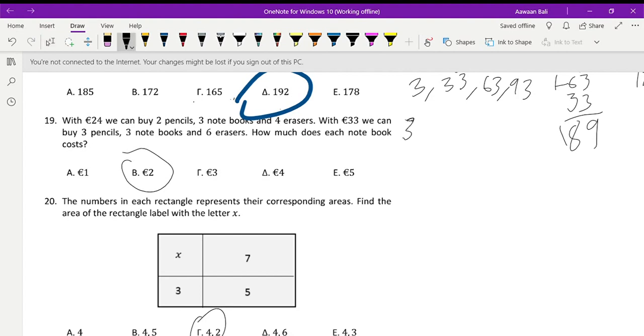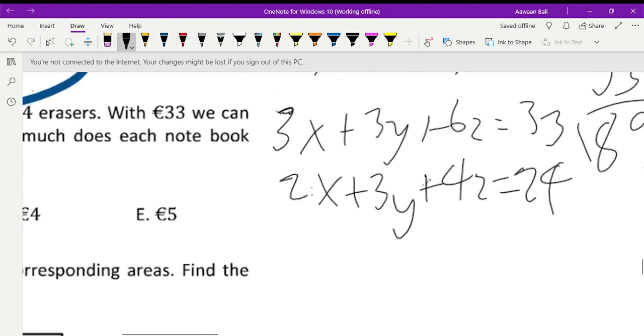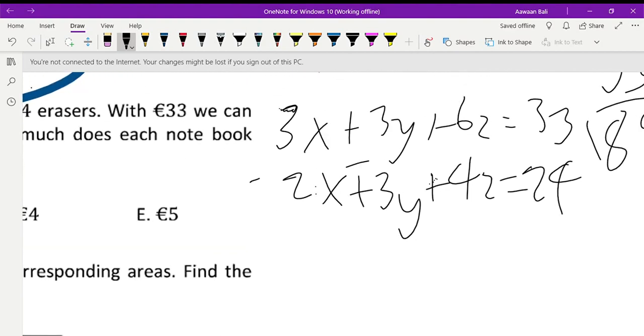So 3x plus 3y plus 6z is equal to 33. 2x plus 3y plus 4z is equal to 24. Now this is called the elimination method. When you're doing minus, all of these become minus. So this becomes minus, this becomes minus. And if there is already minus, minus times minus is plus. So then that would become plus, but here we don't have that.